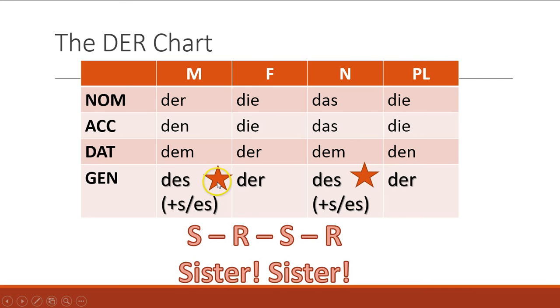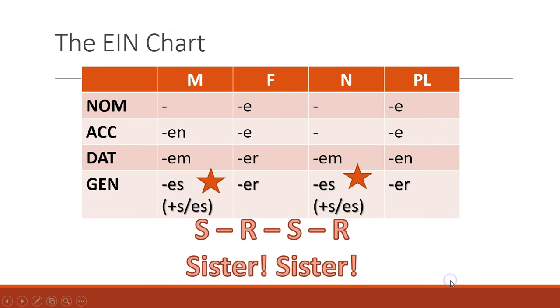Now, one of the things you're going to want to note is that there's a special rule when the noun is masculine or neuter, hence the stars here. Not only is it going to be the des form, but there's this extra rule, plus S or plus ES, which I'm going to go over. With that previous example of the teacher, it was Lehrers with an S at the end. That's because der Lehrer is masculine, and anything that's masculine or neuter gets an S or ES at the end. I'll go over how you can tell the difference.